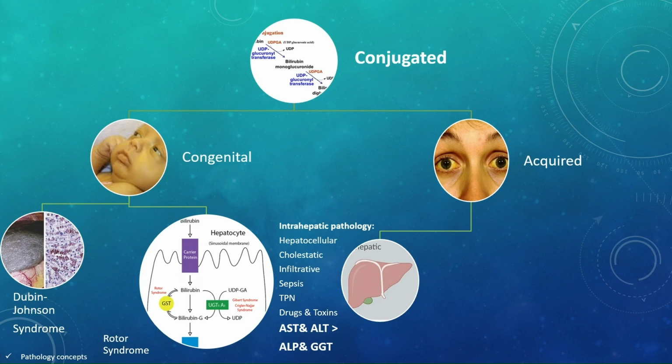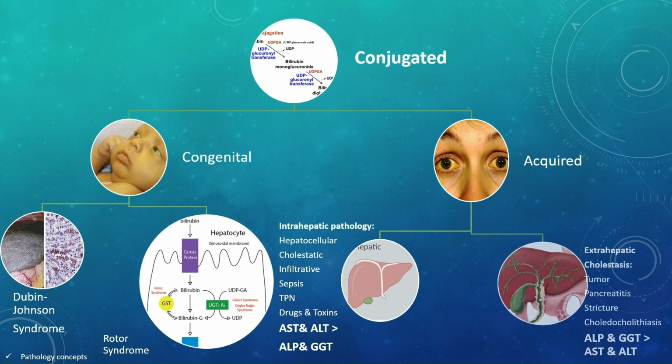In acquired conjugated hyperbilirubinemia, there are several causes. First is intrahepatic pathology. They are hepatocellular, cholestatic, infiltrative, sepsis, etiologies, and drugs and toxins. Here, AST and ALT enzymes are markedly elevated compared to ALP and GGT.